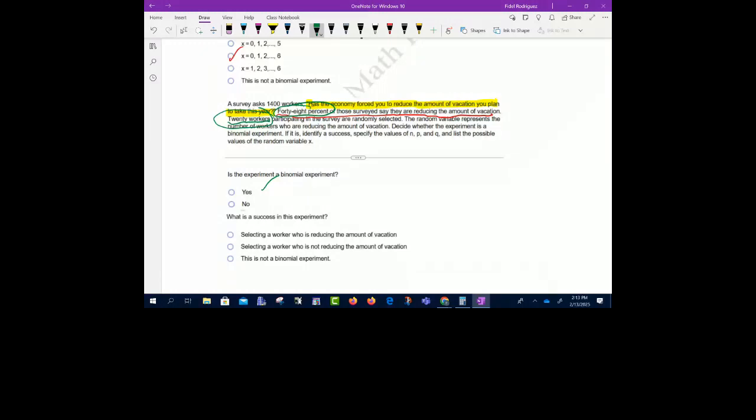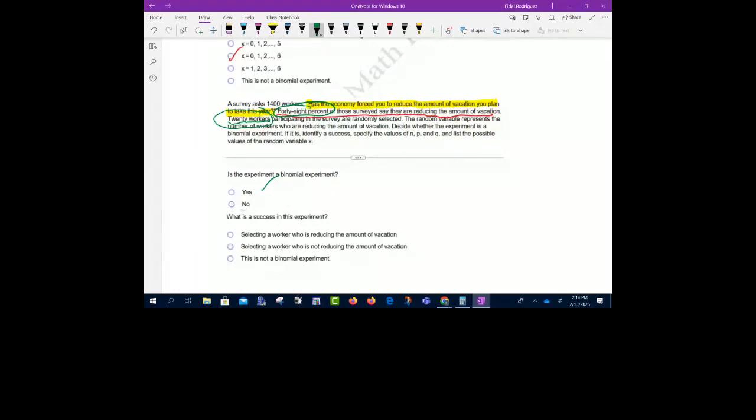Now, if we want to know what the success is, remember the question they're asking us. I have it here highlighted: has the economy forced you to reduce the amount of vacation? So, if we're selecting people, and suppose I ask Paolo, and Paolo tells me, yes, I've had to reduce my vacation. I know we would say that doesn't seem like a successful thing to do, but that's the question we're asking. So that's going to be my success: selecting a worker who is reducing their vacation, because those are the people we're looking for.